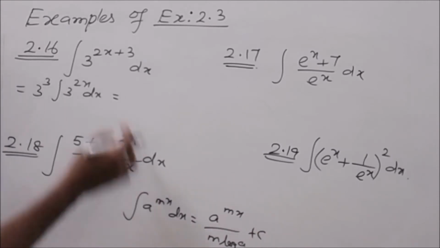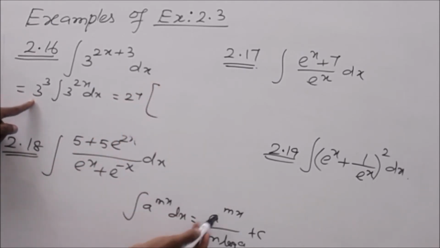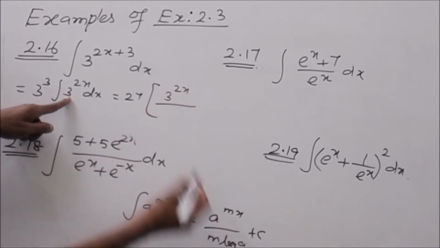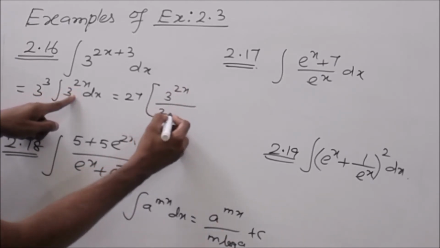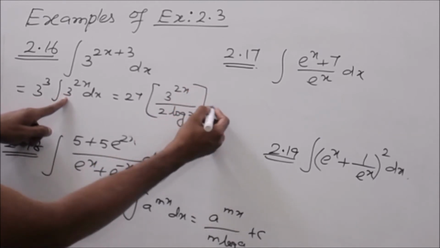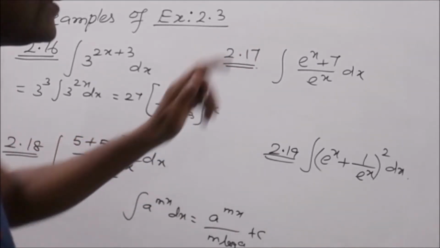So using this formula here, 3^3 is 27, then a^(mx), 3^(2x), divided by m log a. m means 2, log a is log 3. So this will be the answer for this question: 27 times 3^(2x) by 2 log 3 plus c. And then next moving to example 2.17.